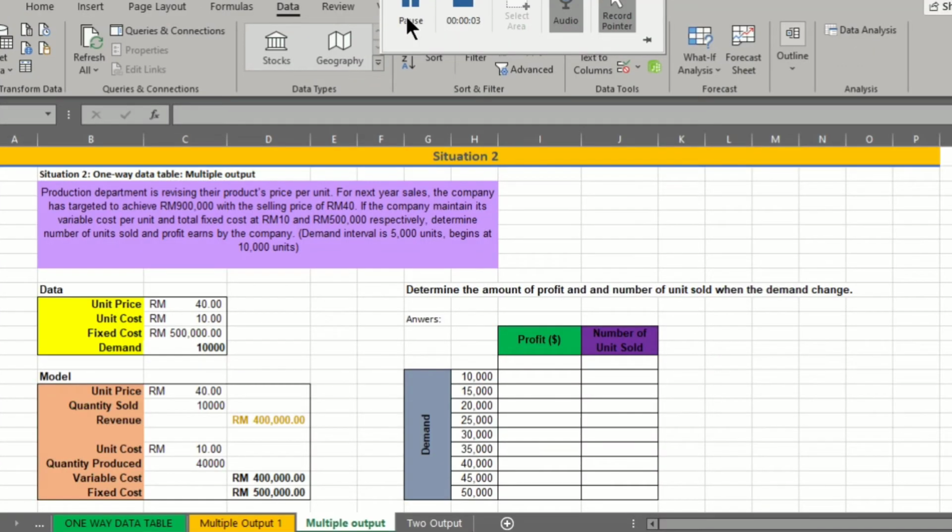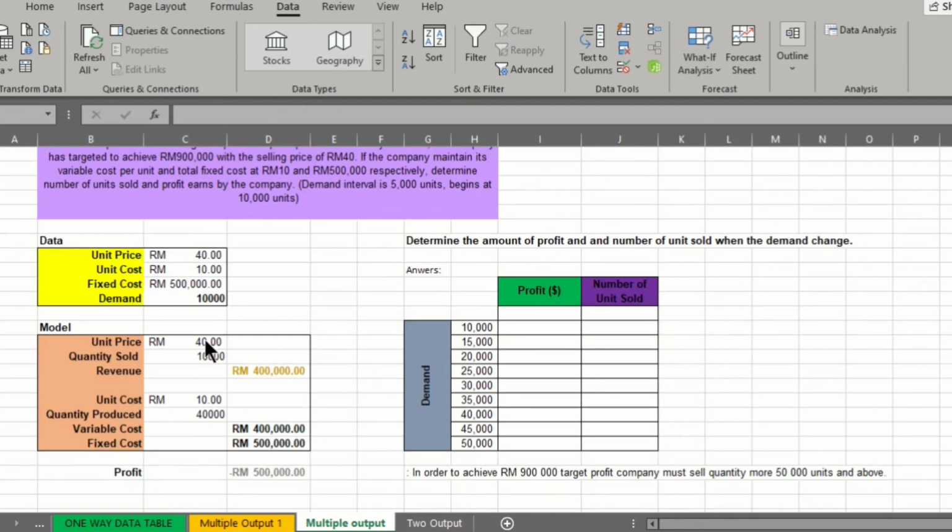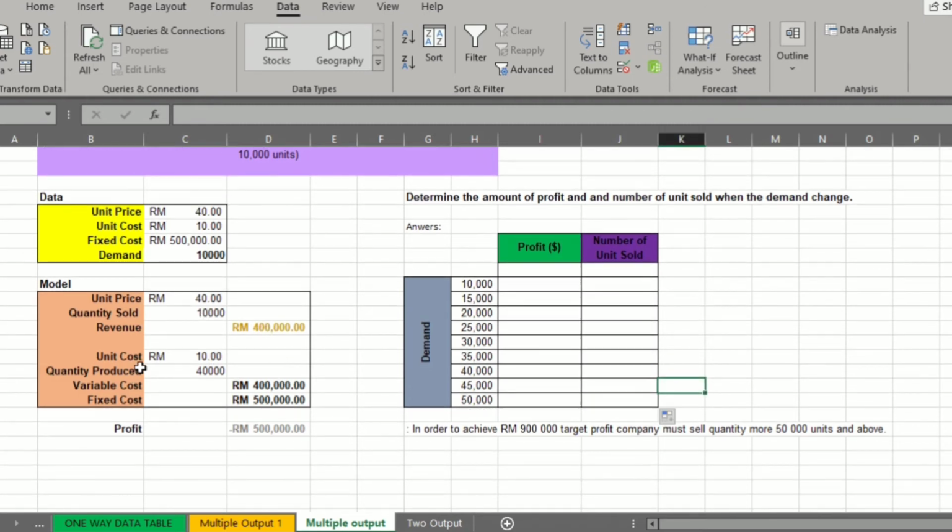For Situation 2, one-way data table for multiple outputs. This is one-way, with demand as the input and the outputs being profit and number of units. The production department is revising their product price per unit. For next year's sales, the company has targeted 900,000 ringgit with a selling price of 40 ringgit and a demand of 10,000. So when the unit price is 40 ringgit and the quantity sold is 10,000, the revenue is 400,000. The unit cost is 10 ringgit and the quantity produced is 40,000, so the variable cost is 400,000. The profit is the revenue minus cost.